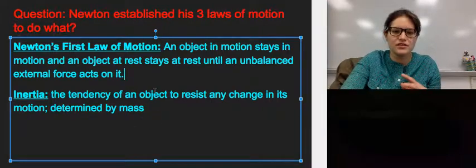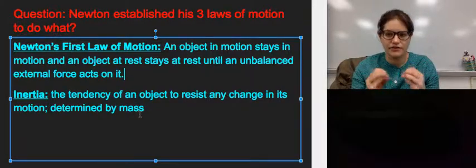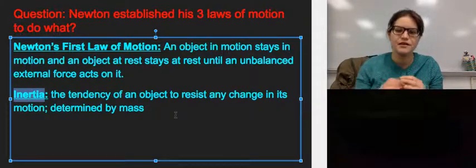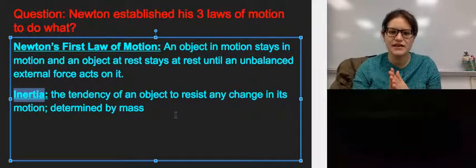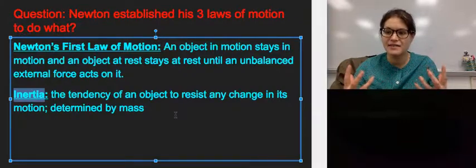Now, this law, Newton's first law of motion, is very often described as the law of inertia. So we need to define what inertia means. Inertia is the tendency of an object to resist any change in its motion, and this is determined by its mass. The more mass something has, the more inertia it has.